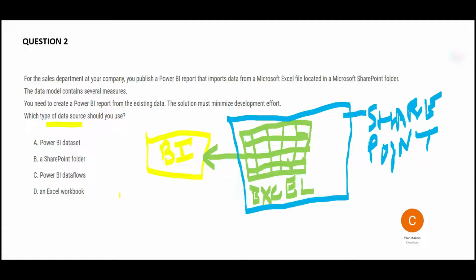Now, a common mistake people make is, hey, BI is connecting to Excel, so why can't I use Excel workbooks? See, this Excel is on SharePoint and your data source is SharePoint, so it has to be something linked with SharePoint. If I see options A to D, I only have this one which is linked to SharePoint. So option B would be the answer.